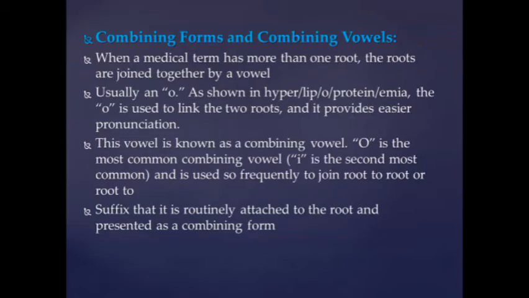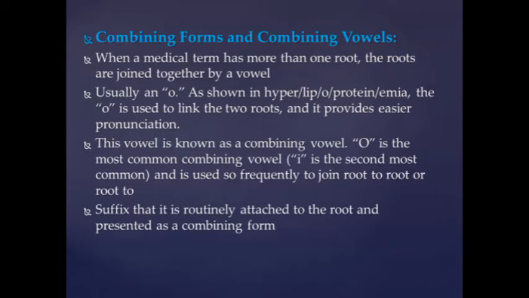So another thing that you need to know, not all the medical terms consist of prefix, root, and suffix. Some contain something called combining forms and combining vowels. So what are these? These are medical terms that don't have a prefix, but have two roots combined with a vowel. So it's called in whole a combining form. So two roots and a combining vowel is called a combining form.